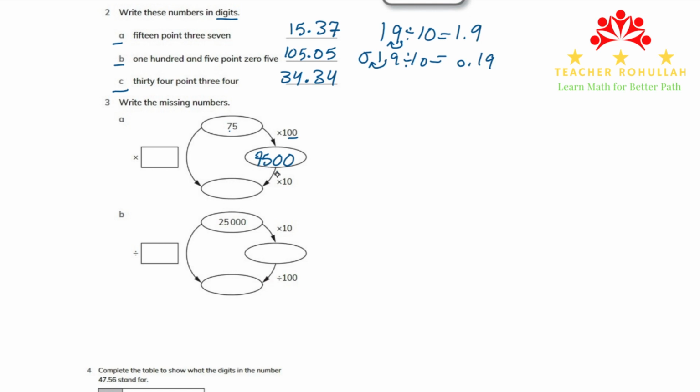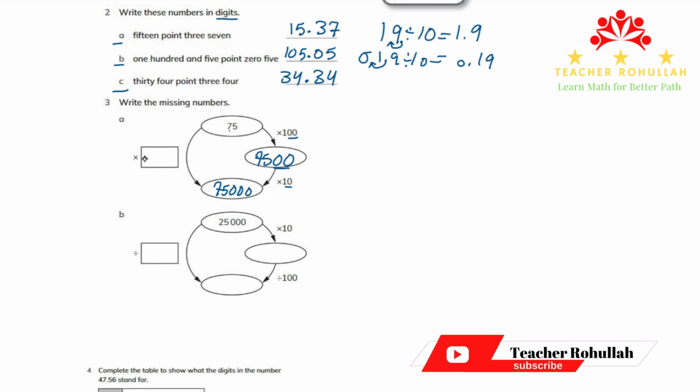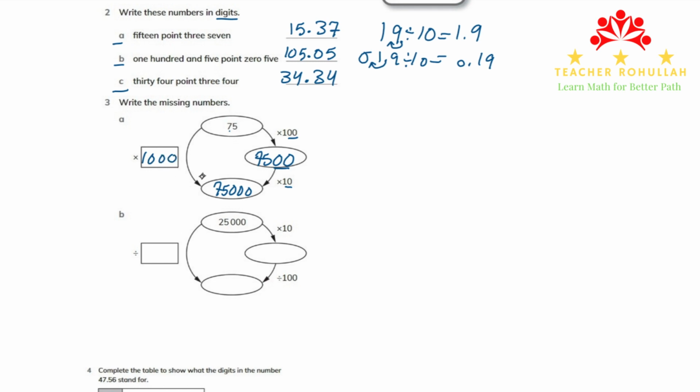Again, 7,500 times 10 will be 75,000. 2 zeros were here, and we add 1 zero from the 10, so we now have 3 zeros, which give us 75,000. On the left side, it says what number should be multiplied by 75 so that we get 75,000. It for sure is 1,000, because 75 times 1,000 gives us 75,000.